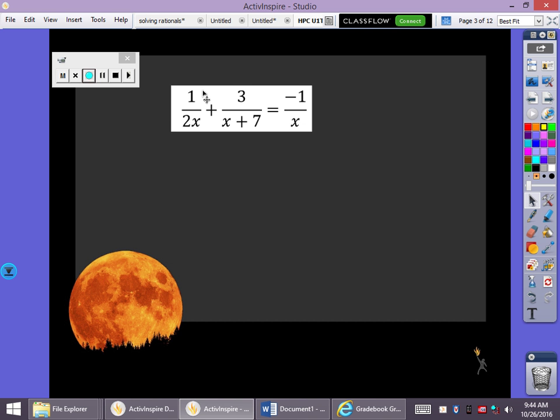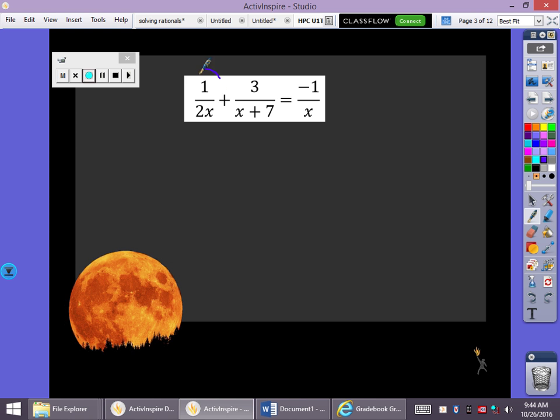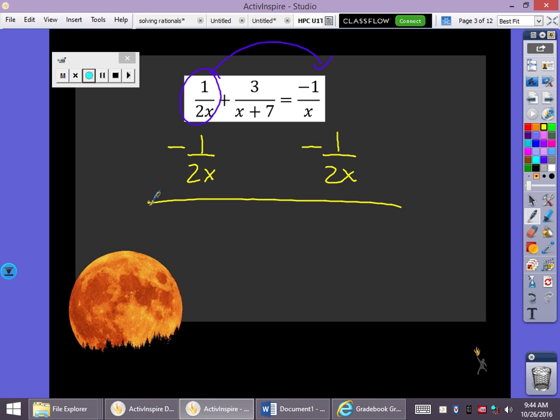So how do I get this guy over here? You subtract minus 1 over 2x, okay? So on the side closest to me, what's left? 3 over x plus 7 equals negative 1 over x minus 1 over 2x, correct? Okay, then I do what?